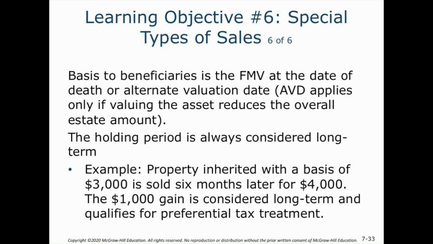Now, the basis for beneficiaries is going to be step-up basis for inheritance. So it's going to be the fair market value at the date of death, and there could also be an alternate valuation date potentially, but the important thing for our purposes is it's the step-up basis you're going to get, and that the holding period is always considered long-term. The example we have here is that property is inherited with a basis of $3,000 and is sold 6 months later for $4,000. Then the $1,000 gain is going to be considered long-term, even though it's within that year, even though it's six months, and it's going to qualify for that preferential tax treatment because it's a long-term gain.